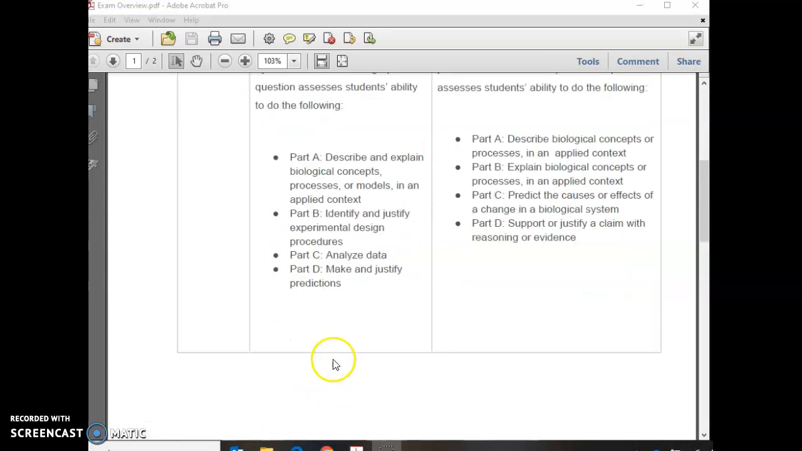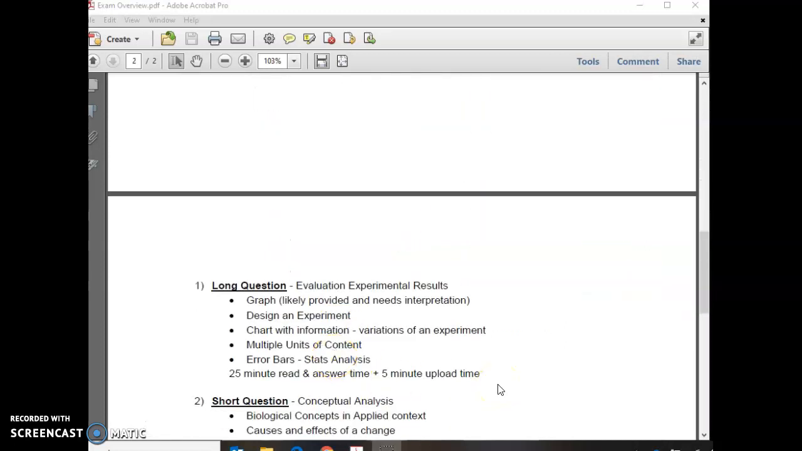So question 1, we broke that down into much simpler, kind of student language down here at the bottom. So a graph that needs to be interpreted or a chart that needs to be interpreted. You may have to design an experiment, or you may have to figure out from the experiment what's the independent variable, what's the dependent variable, etc. And then we're thinking maybe some sort of error bars that we'll review here today. But basically, this is what I set up above in shorter student-centered terms. You will have 25 minutes to read and answer this question, and then you will have a 5-minute upload time.